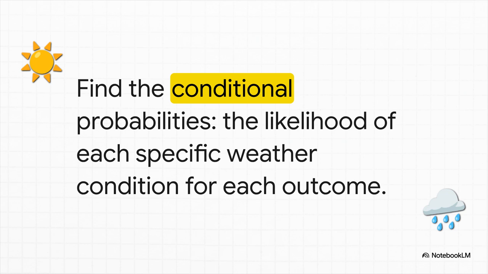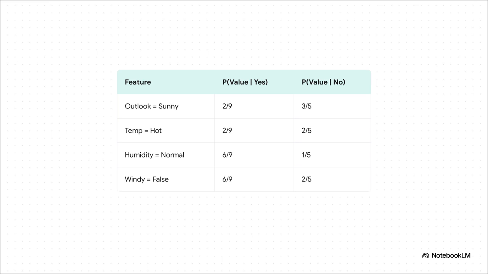All right, next up, we have to dig a little deeper. We need to figure out the probability of each weather condition happening, given that we either played golf or we didn't. This is where we start connecting those individual weather features to whether we actually played golf or not. So let's say the forecast for today is sunny, hot, with normal humidity and no wind. To make a prediction, we go back to our logbook.